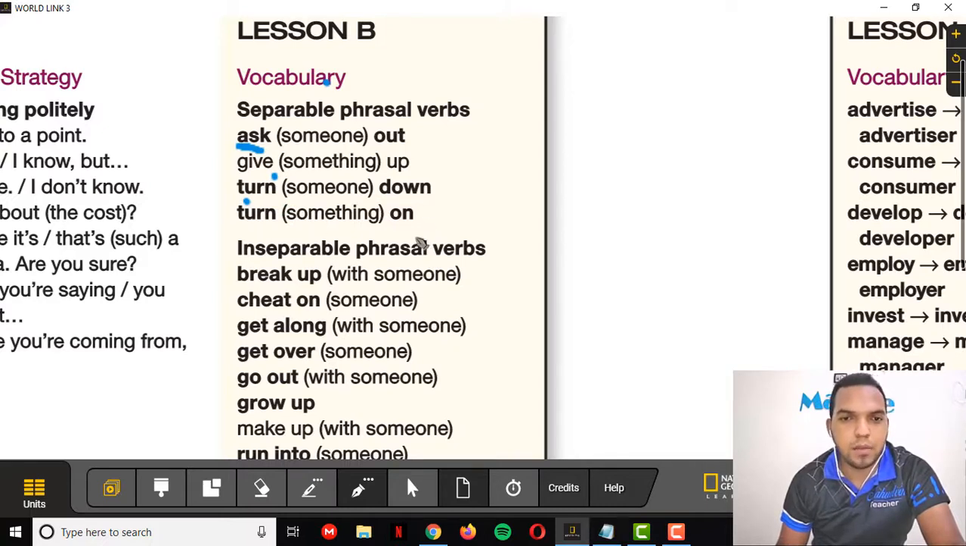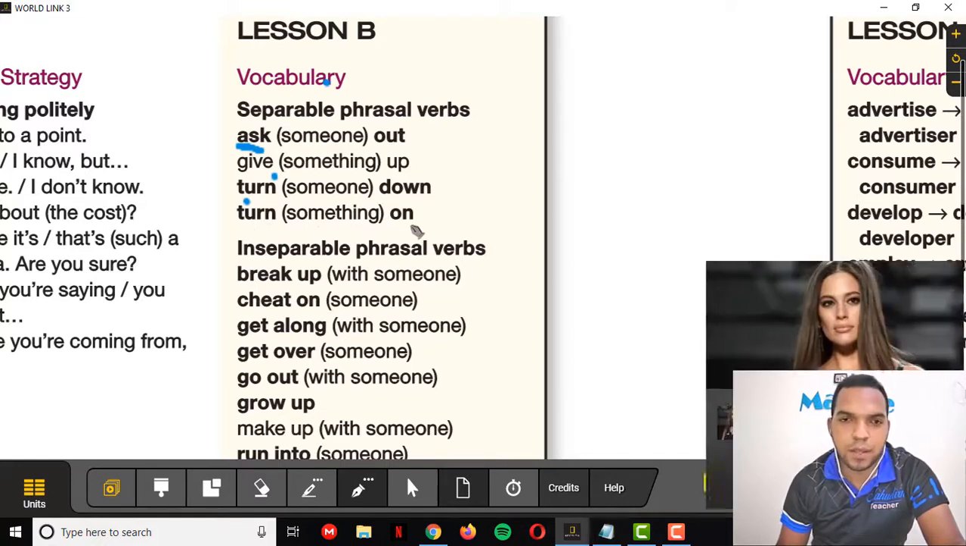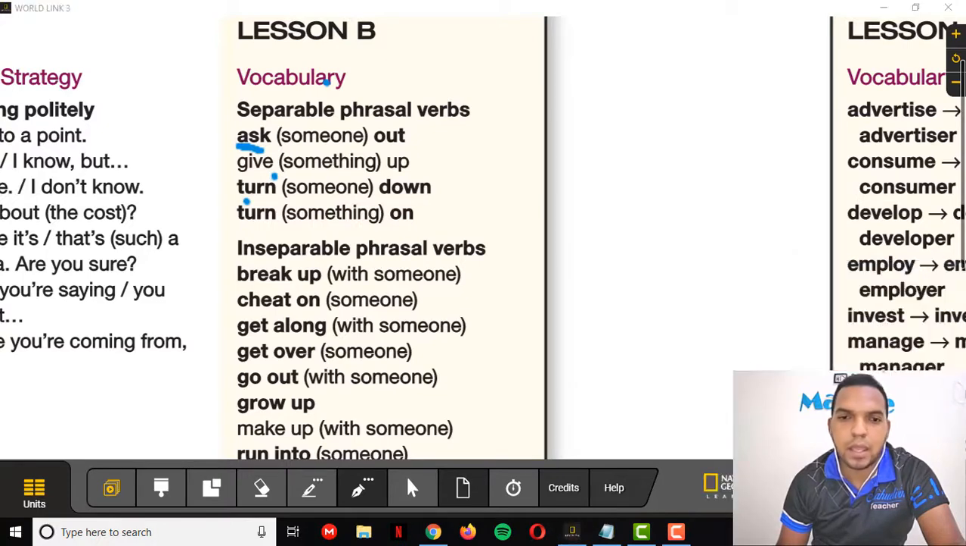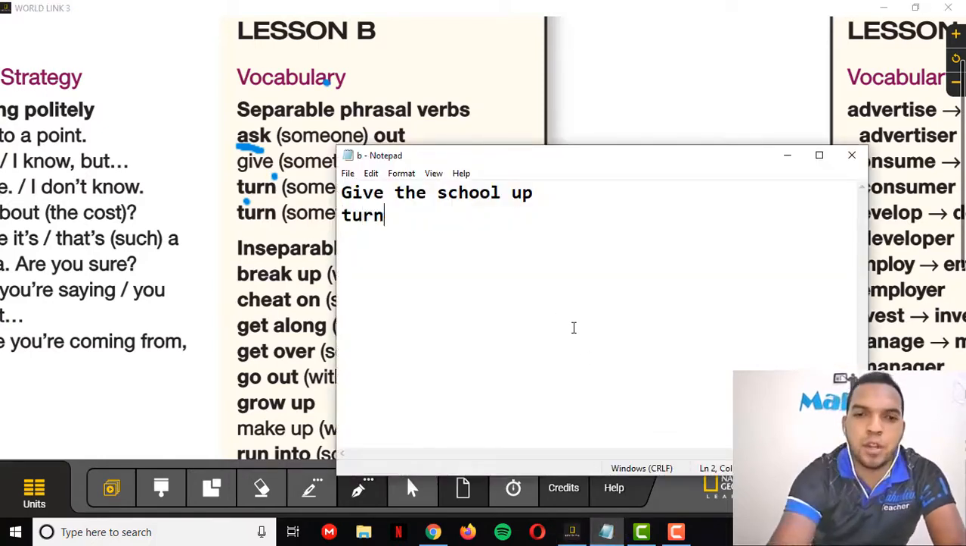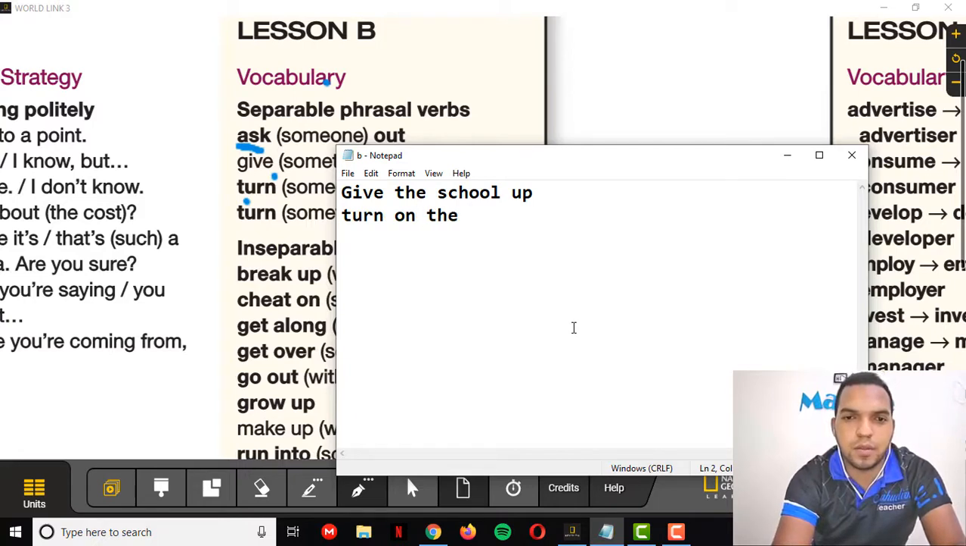Turn something on. In this case, of course, it is used a lot with many different things. For example, if I say, hey, why don't you turn on the TV? So that is actually the meaning: turn on the TV or turn the TV on.